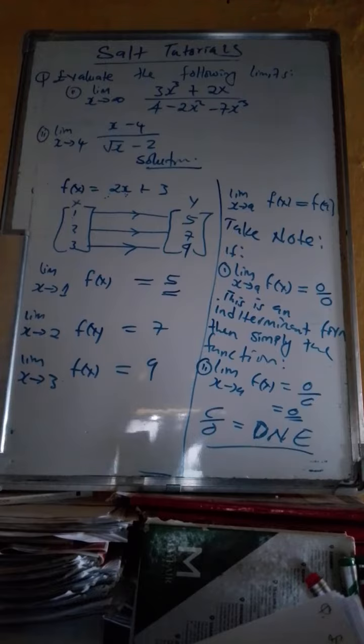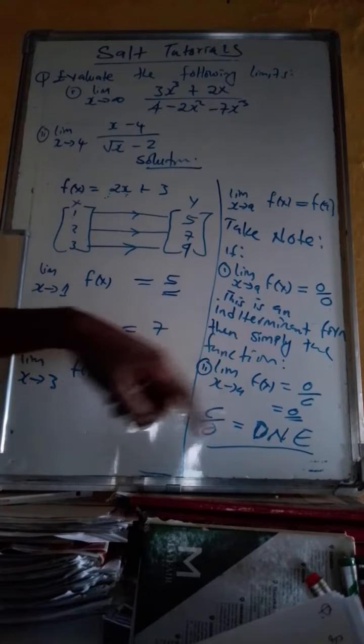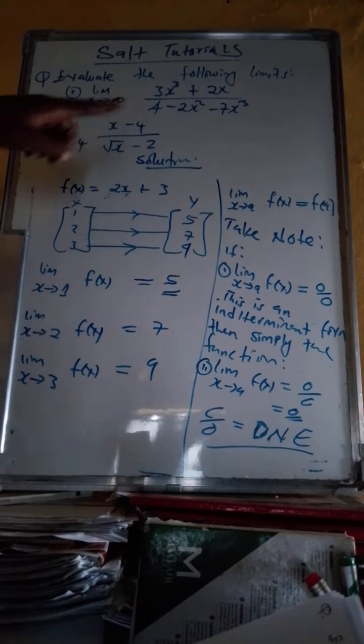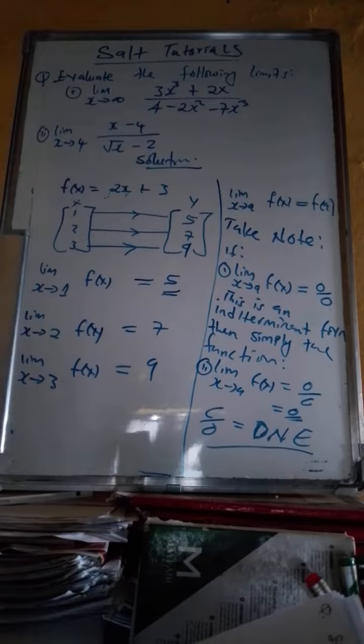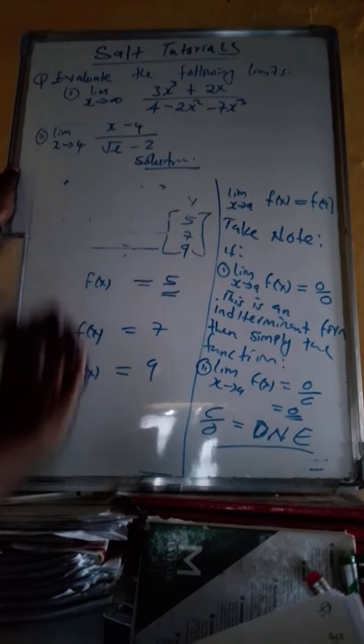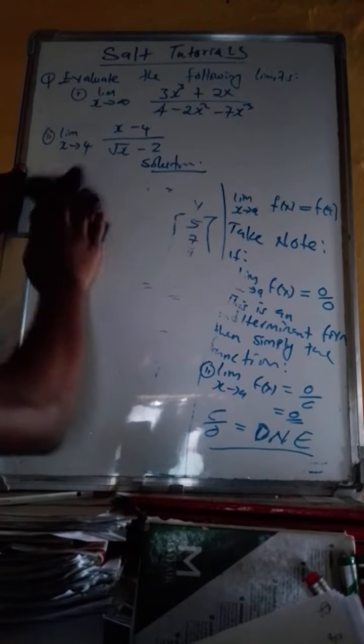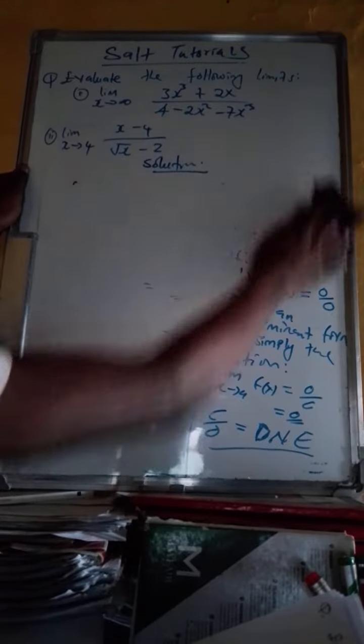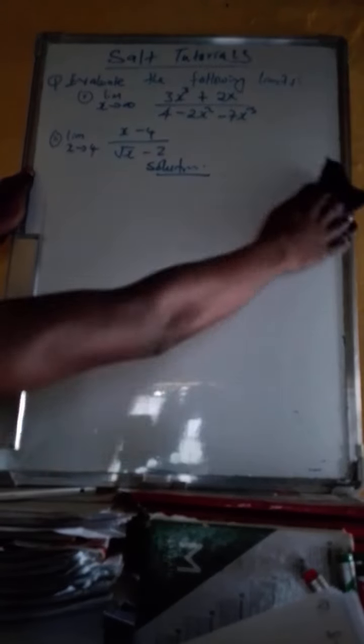This is just a recap, a base of what limits are. We have limits to a point, where we're simply saying x approaching a, and we have limits to infinity, where x is approaching either negative infinity or positive infinity. So how do we solve a function when x is approaching a point and when x is approaching infinity? These are the two questions we have here. So we'll start with infinity.